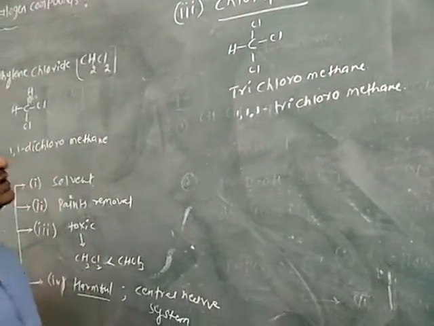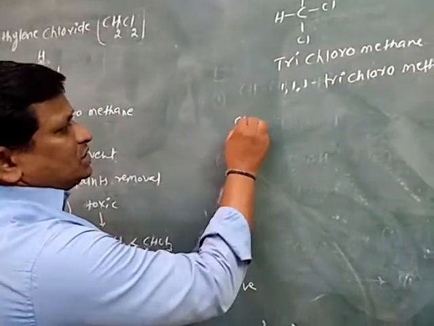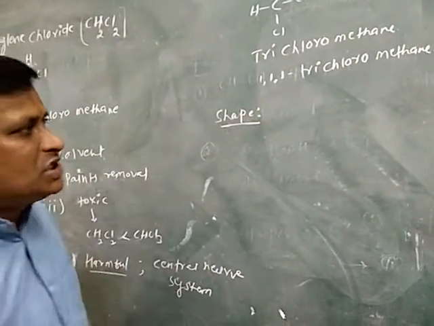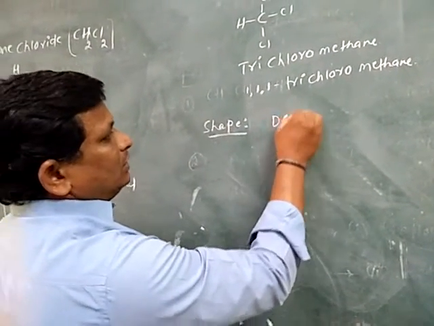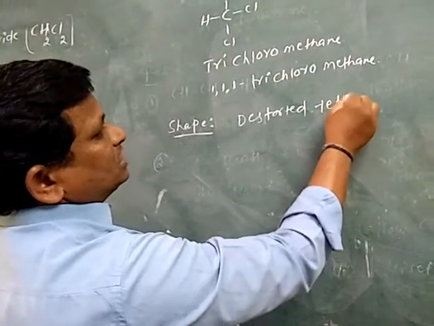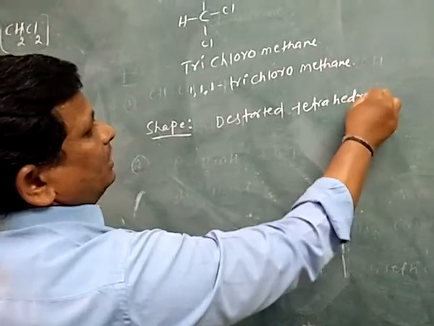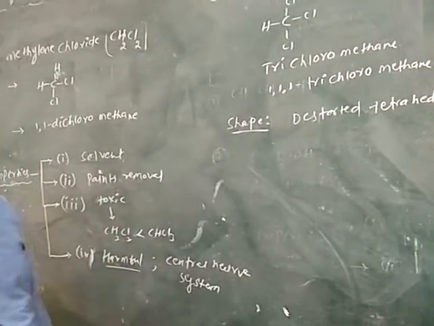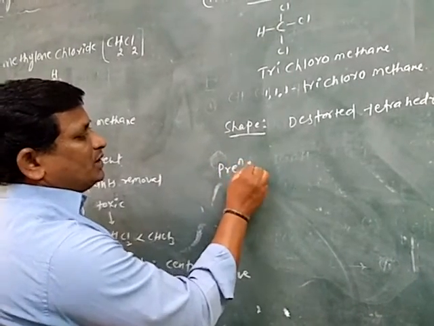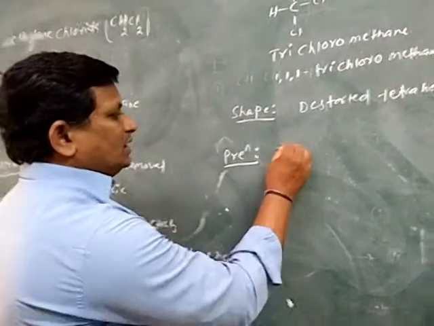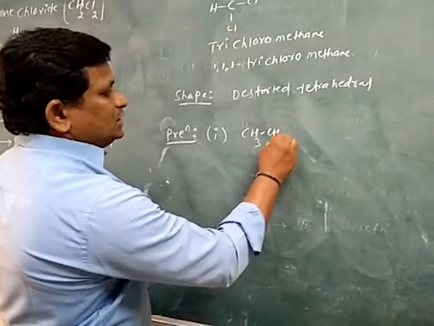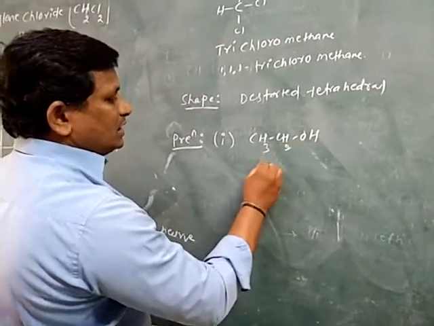The shape of this molecule is distorted tetrahedral. Its preparation is the same as iodoform. The first preparation method of chloroform: let us consider ethyl alcohol, CH3CH2OH.